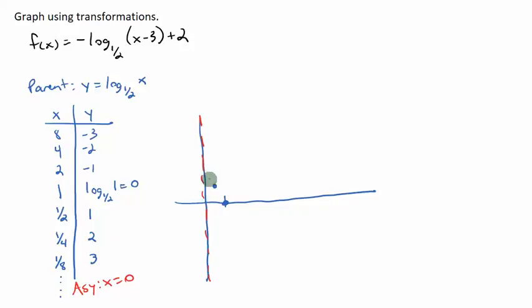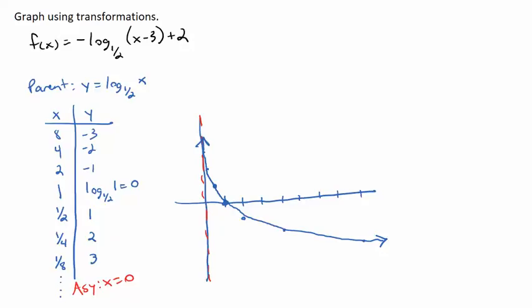I go right a fourth and up 2, right an eighth and up 3. So you can see what's happening here. The graph is getting infinitely close to the y-axis, but going upward. Then if I plot (2, -1), that's down here, and then (4, -2), that's down here, and then (8, -3) is down here. The graph is flattening out in the downward direction. So this is the graph of y equals log base 1/2 of x.